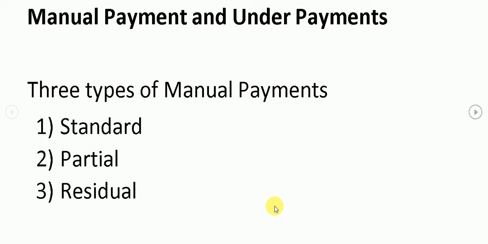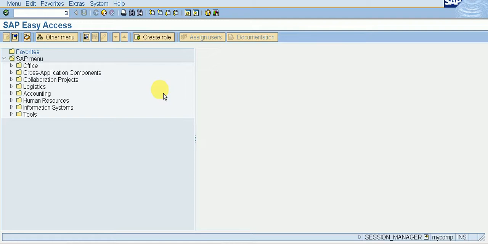Today I am making a video on manual payments and underpayments. So manual payments are of three types: standard, partial, and residual. Okay, and this is our SAP Easy Access screen, which is used for end users. We are doing manual payments on F-53.